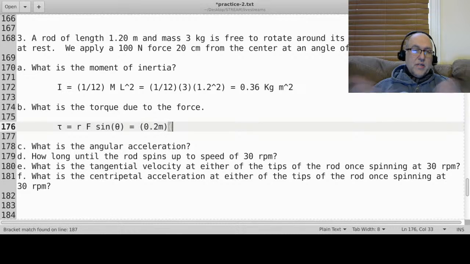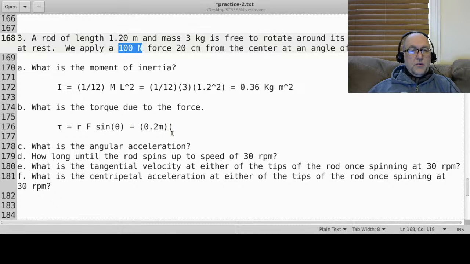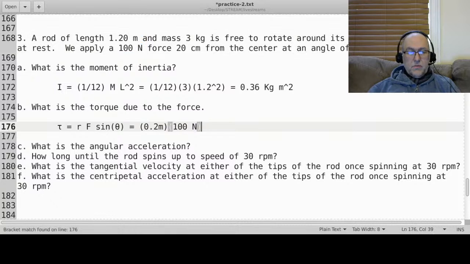All right, and then the force, how big is the force? Well, I told you it's 100 newtons. So there we go, it's 100 newtons. And it's sine, and what's the angle? 45 degrees. Okay, like that.